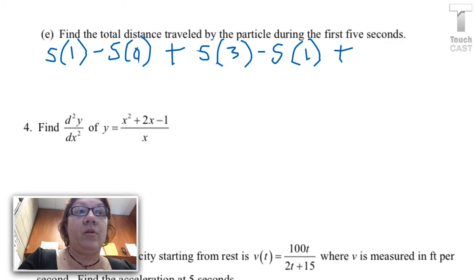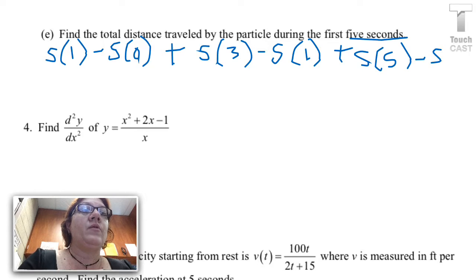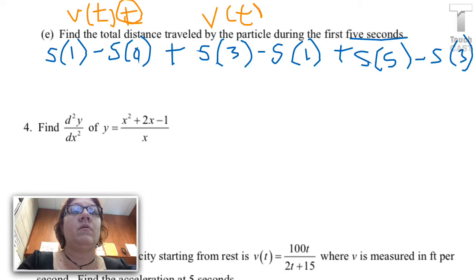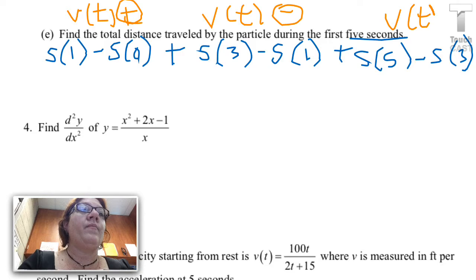5. I'm supposed to stop at 5, so I would be doing the change in distance from 5 to 3. Because remember, this is where velocity was positive and this is where velocity was negative, and this is where velocity was positive again. So I want to treat them separately.